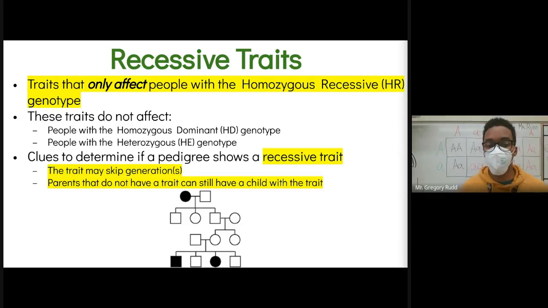Okay, so that's what we mean when we say it's skipping a generation. It might be the case that neither of your parents has the trait, but they both were carrying the trait. They both passed it on to you. So you ended up having it. It skipped a generation.